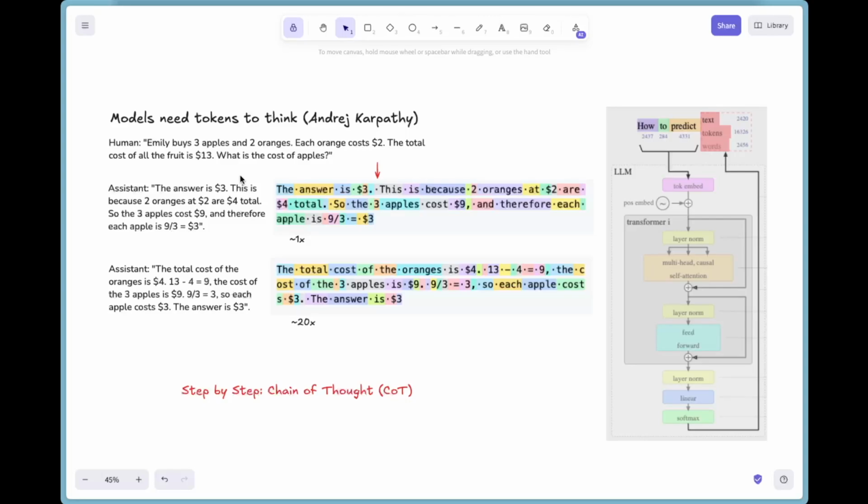a math problem. The question goes: Emily buys 3 apples and 2 oranges. Each orange costs $2. The total cost of all the fruit is $13. What is the cost of apples? Right. This is a very simple question. The correct answer is $3.